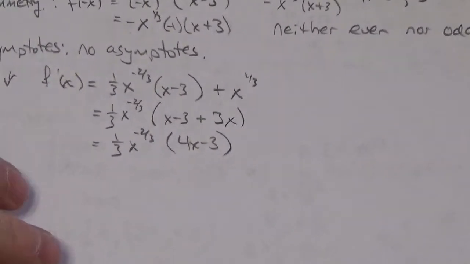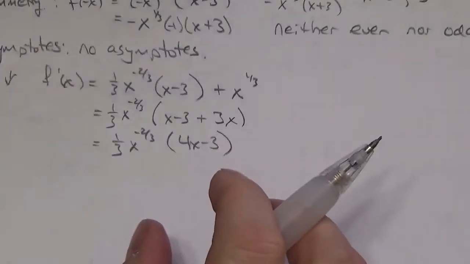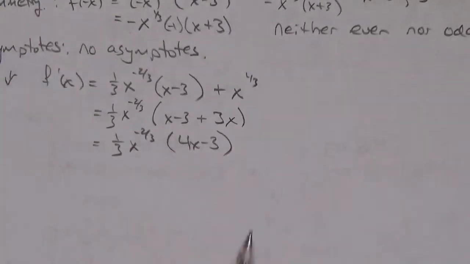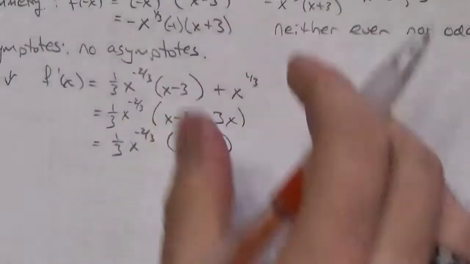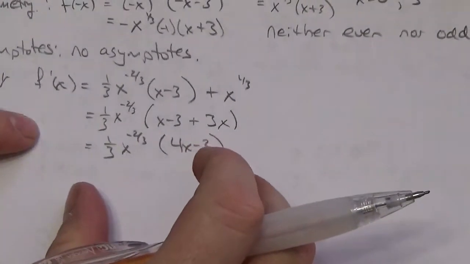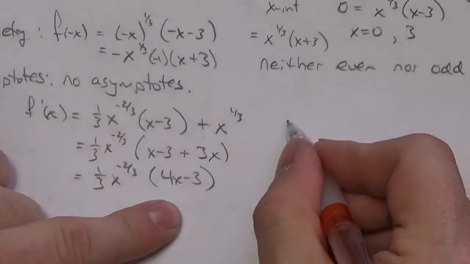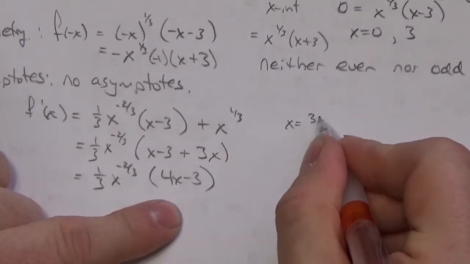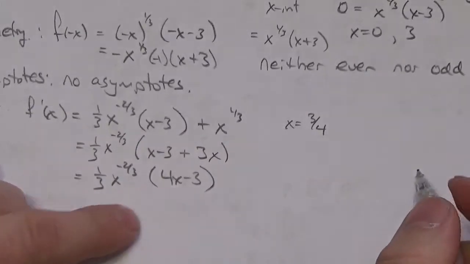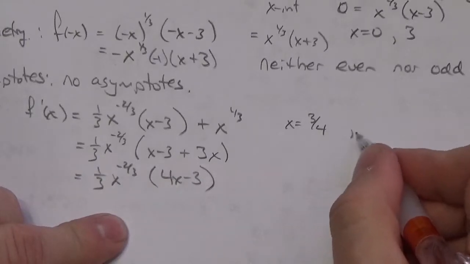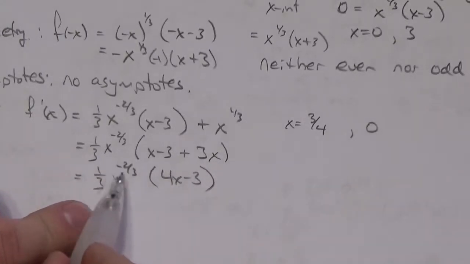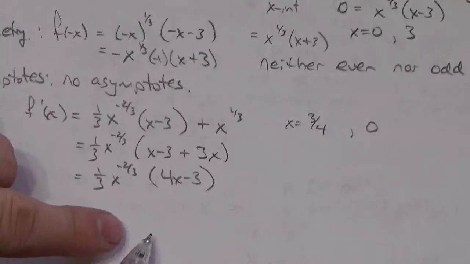Wonderful. Okay, now let's take a quick look at this. Remember, to find the critical numbers of the function, I've got to look at where my first derivative is either 0 or undefined. Well, it's going to equal 0 when x is equal to 3/4, and it's going to be undefined when x is equal to 0, because remember, that negative 2/3 pushes that into the denominator.